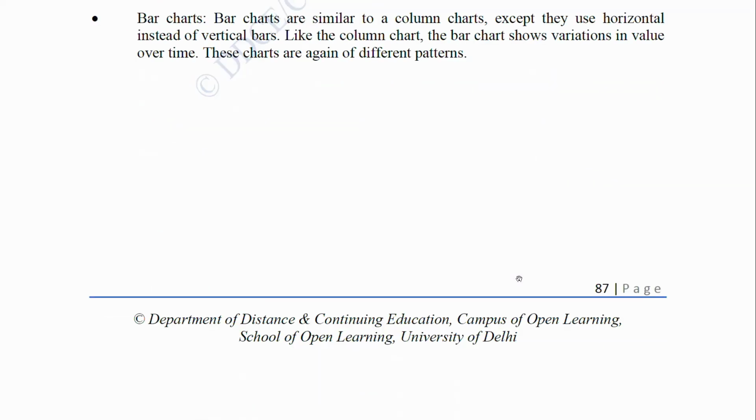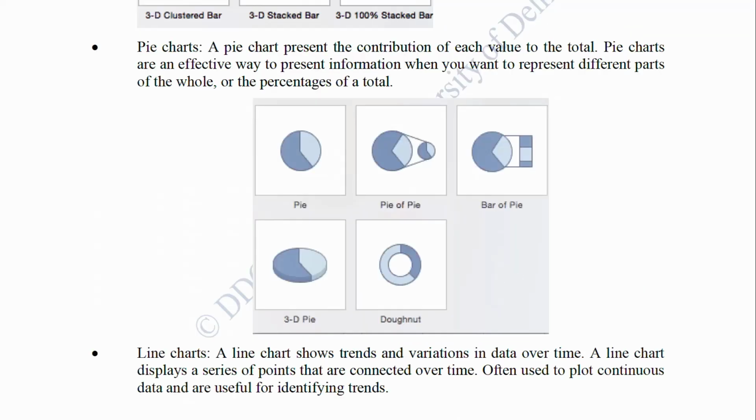Next is bar charts. Bar charts are similar to column charts except they use horizontal instead of vertical bars. Like the column chart, the bar chart shows variations in value over time. These charts are again of different patterns. Next is pie charts. A pie chart presents the contribution of each value to the total. Pie charts are an effective way to present information when you want to represent different parts of the whole or the percentage of a total.